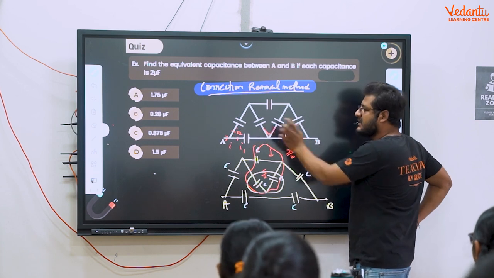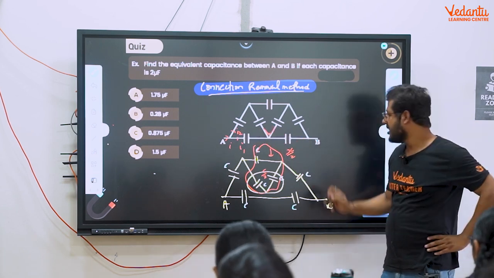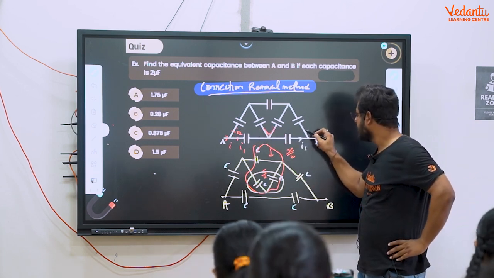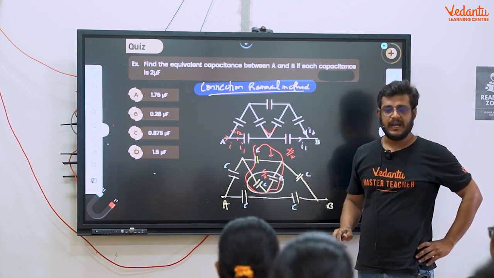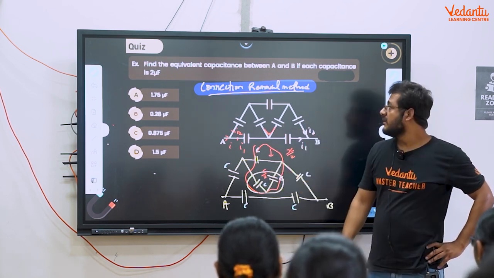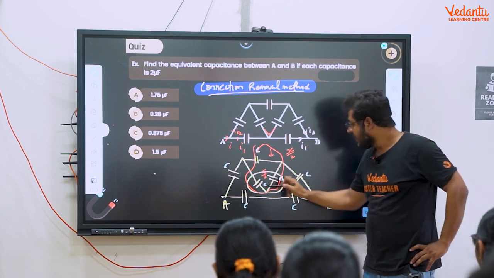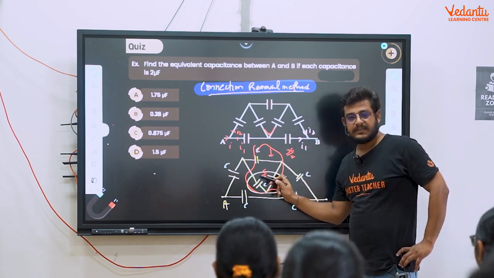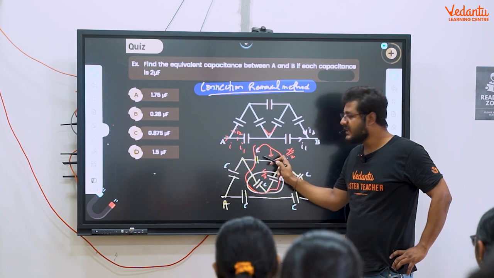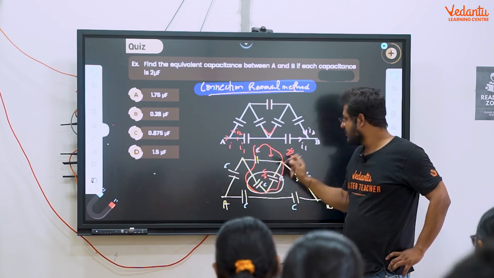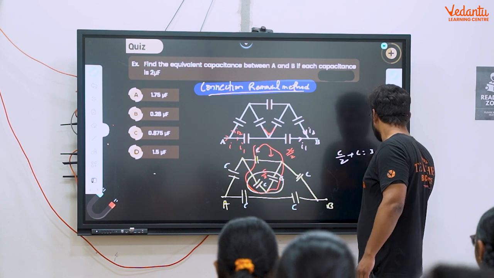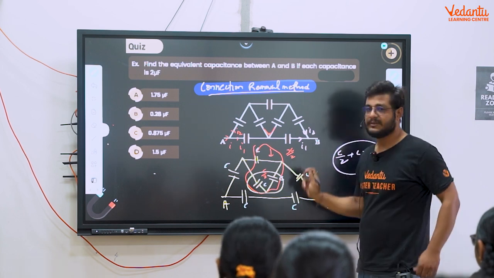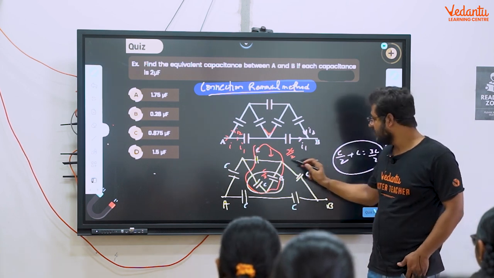We are saying this current will not flow from there. Current as it is will go here. This is I1, this is my I2 current. So the connection will end. This is called the connection removal method. When the connection ends, we see these two are in series. Series will become C by 2, and that is in parallel with the C capacitance. Then the total will become C by 2 plus C, which is 3C by 2, right?